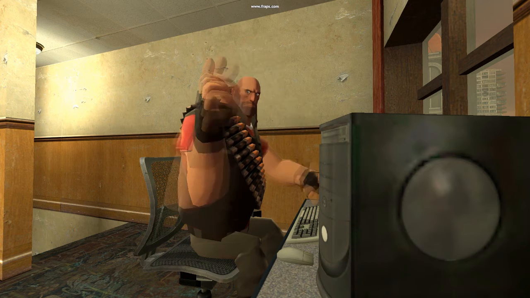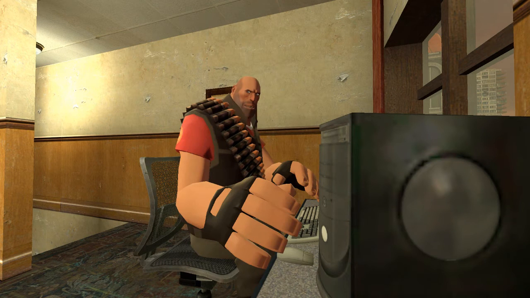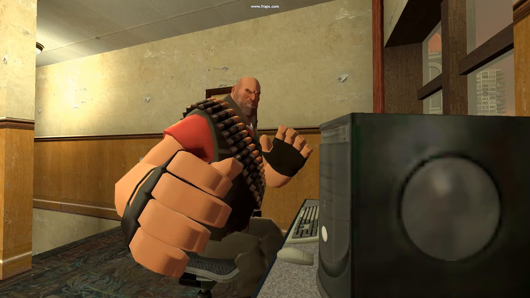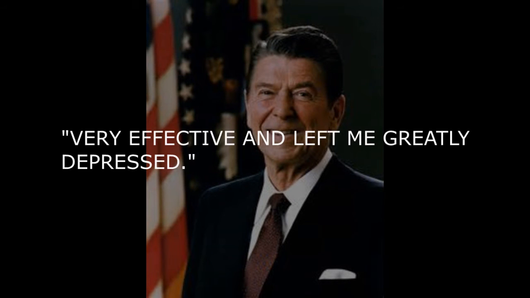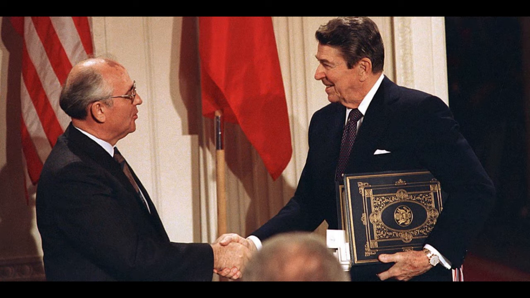But when Reagan was introduced to this film, just before it aired on November 5th, 1983, he suddenly had a change of heart, sort of. An epiphany, if you will. He came out of the film saying it was very effective and it left him greatly depressed. Four years later, he and Gorbachev signed the Intermediate-Range Nuclear Forces Treaty, and he began friendlier relations with the USSR. Also in 1987, the film was aired in the USSR as part of Gorbachev's glasnost and perestroika policies.